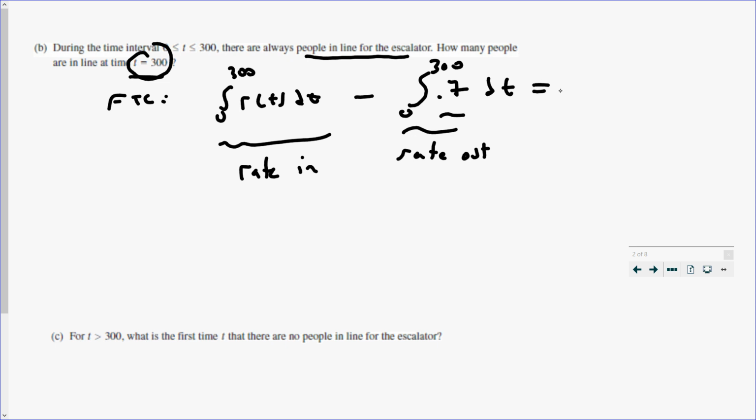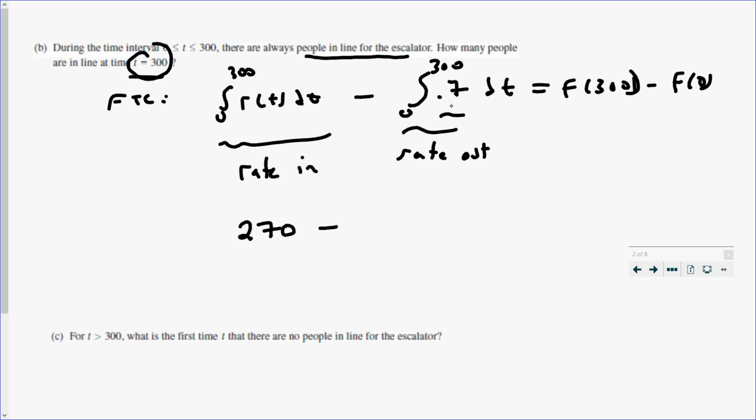And this is going to equal f(300) minus f(0). And if we already know this one, the rate going in, we know how much that is. That was 270.